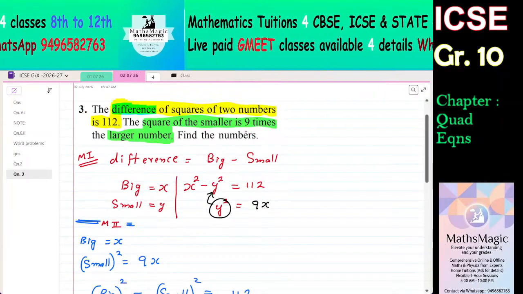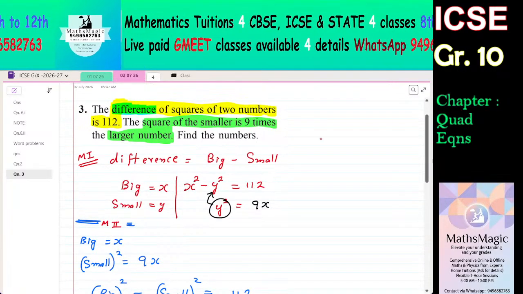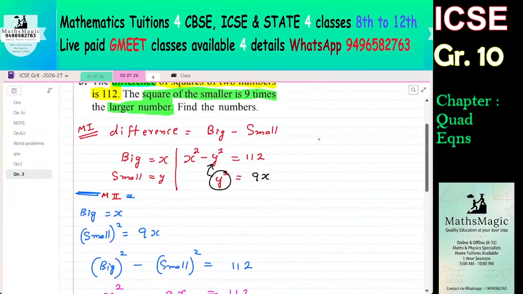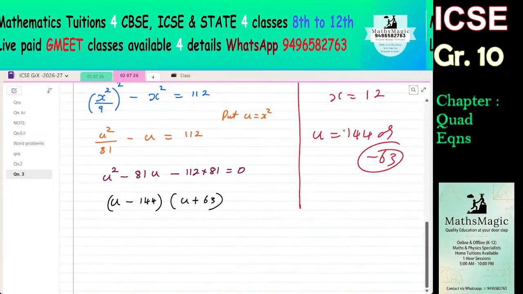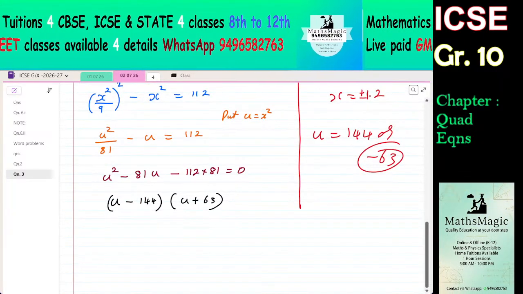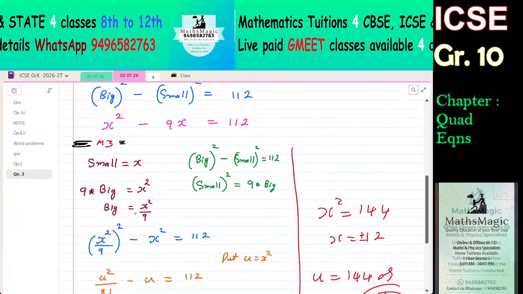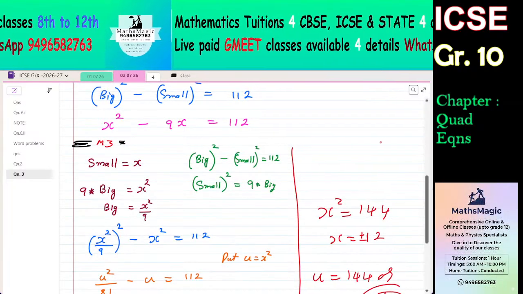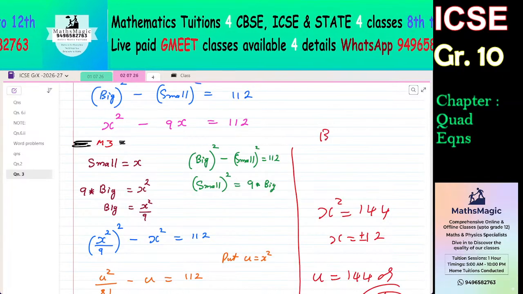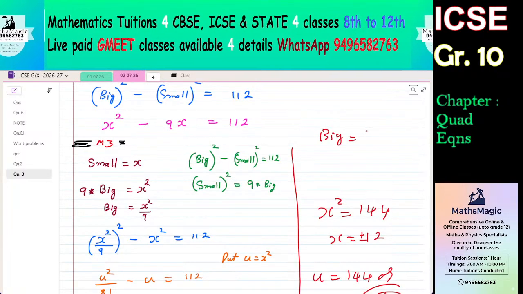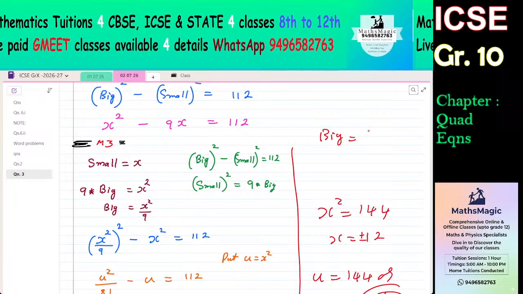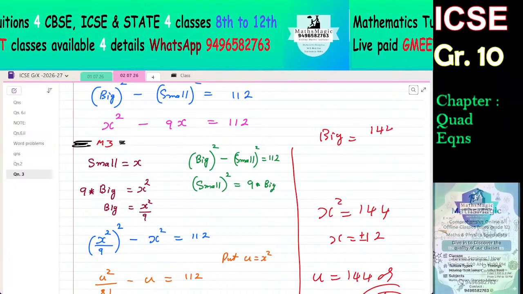And the thing is, for the difference of squares of two numbers, plus or minus 12 will be okay, right? And using that, you can find the big number. So the big number will be 144 by 9, right?